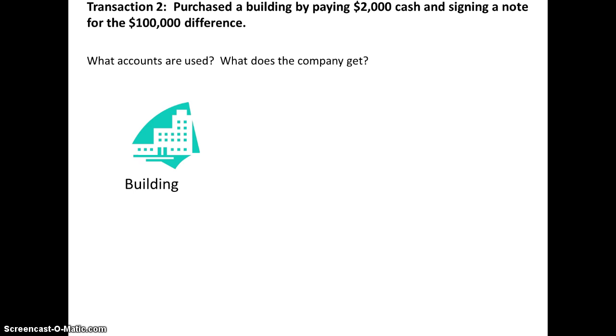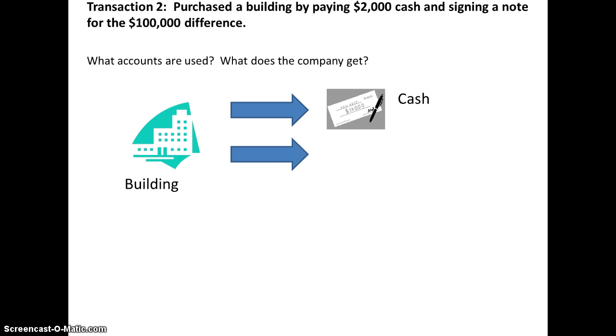How did we pay for this building? We paid $2,000 in cash, and we signed a note for the difference. When we sign a note, that means we're going to pay it later. Anytime that we pay it later, it becomes a liability. We will call this one notes payable because we had to sign a note.